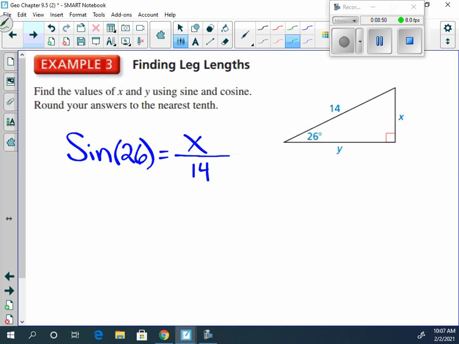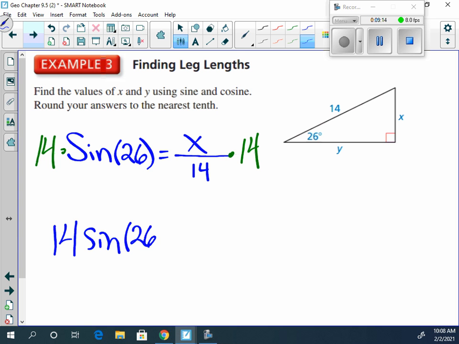We have to do something to both sides, yes? Multiply. Because x is currently being divided by 14. So to undo the division, we have to multiply. If I were to write this out, we would have 14 sine of 26 is equal to 14x over 14. But we know that the 14 and 14 would cancel, leaving us with just x, yes?